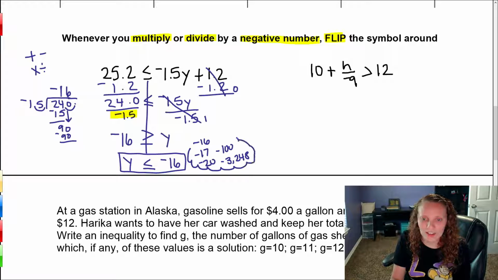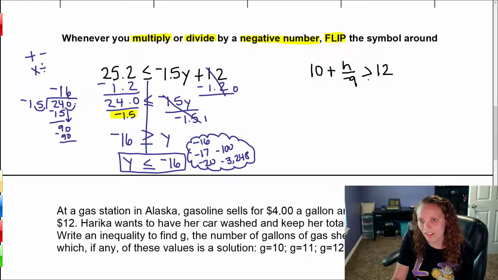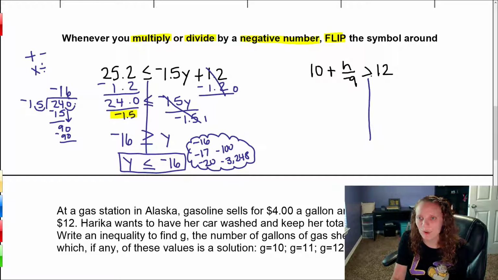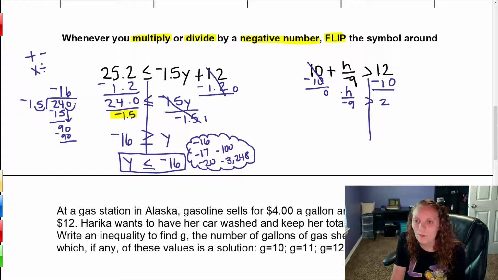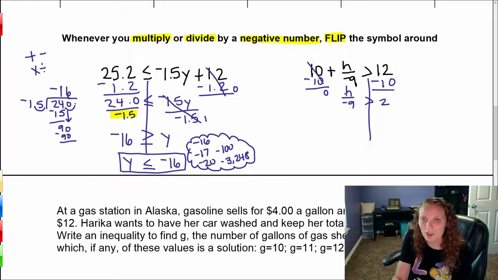Alright, let's try the next one. 10 plus h over negative 9 is greater than or equal to 12. Add or subtract first. Well, I see this positive 10 out in front, so let's subtract 10 on both sides. 10 minus 10 cancels out to 0. 12 minus 10 is 2, bringing down the symbol, and then we have h over negative 9. Well, when we have a fraction, that means divide, so the opposite of division is multiplication, so we're going to multiply by negative 9 on both sides.